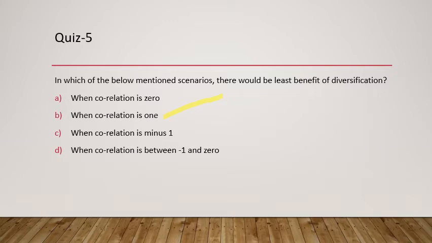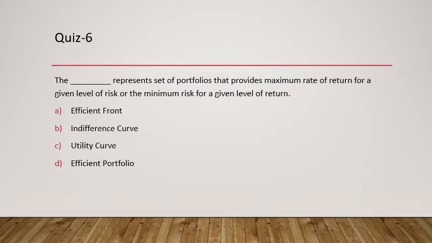Now we move on to question 6, which is the blank or represents the set of portfolios that provide maximum rate of return for a given level of risk or minimum risk for a given level of return. So that's called as the efficient frontier. Indifference curve and utility curve are different concepts altogether. An efficient portfolio is only one portfolio, but we are here referring to a set of portfolio, so that becomes efficient frontier. So this would be the answer.